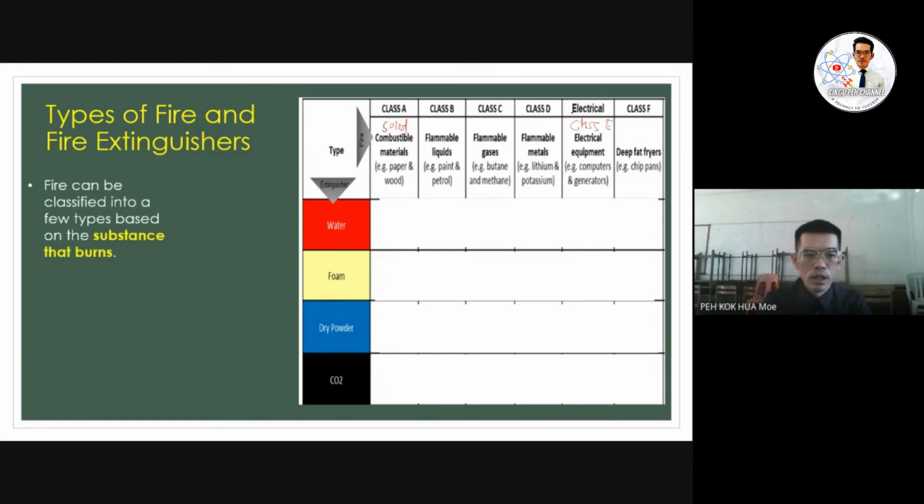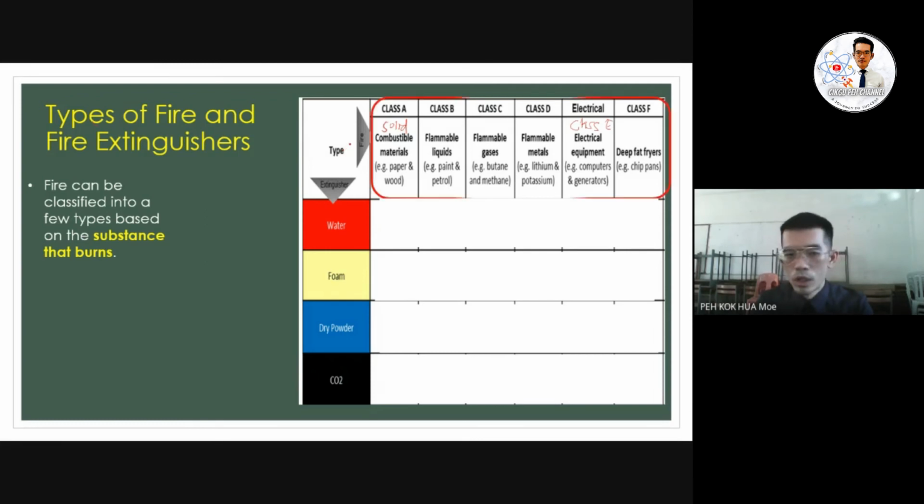So here the fire can be classified into a few types based on the substance that burns. As mentioned already, the solid type will be class A, liquid type will be B, C will be flammable gases, D will be flammable metal, class E will be caused by current, and class F is caused by the deep fat fryer. For example, here we have the cooking oil. So these are 6 different types of fire, with different substances that burn.